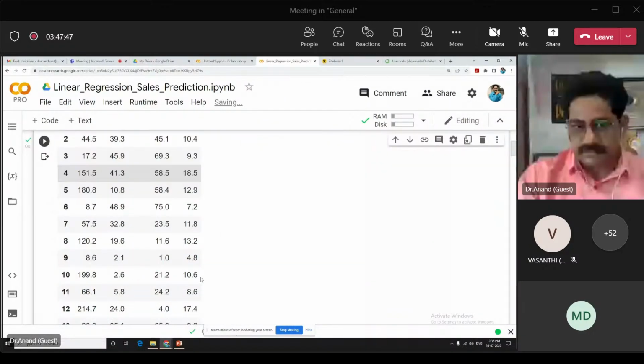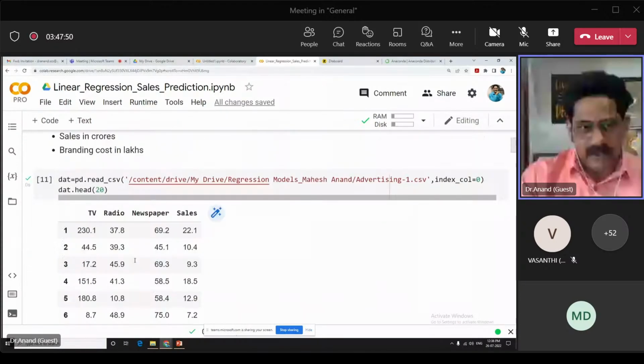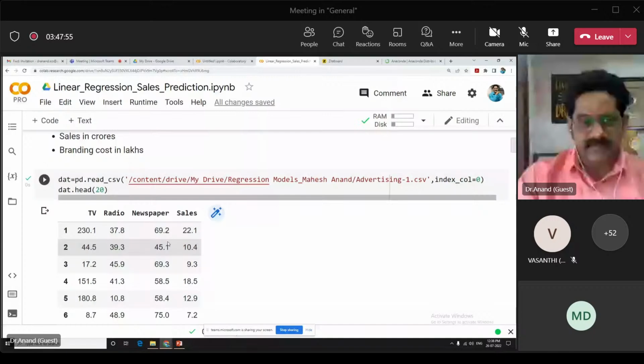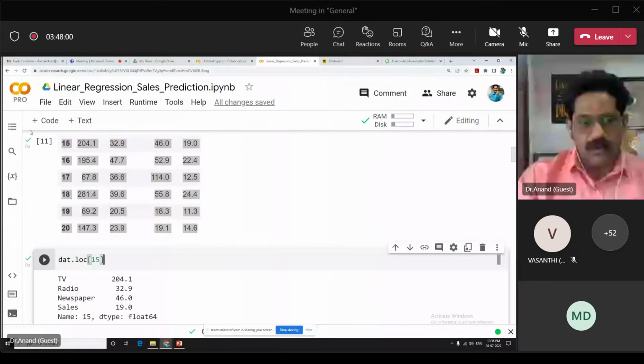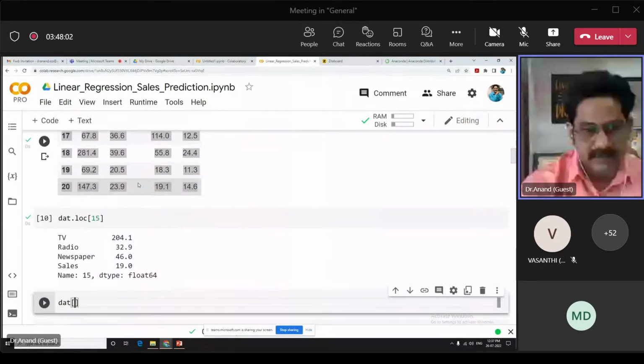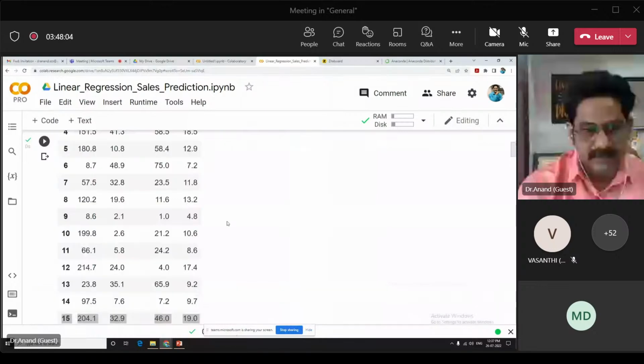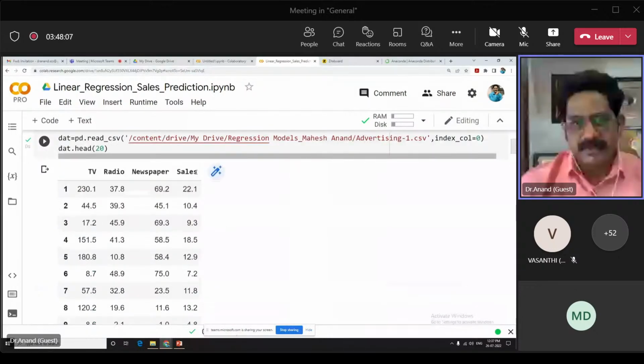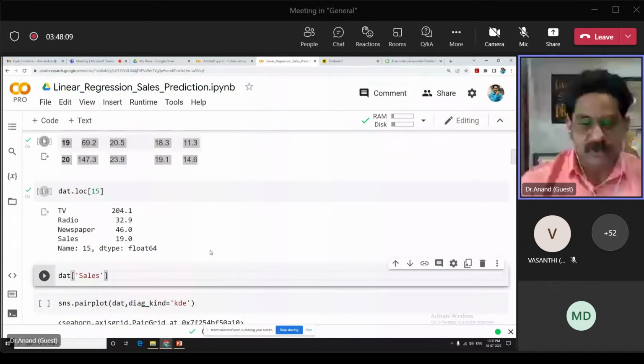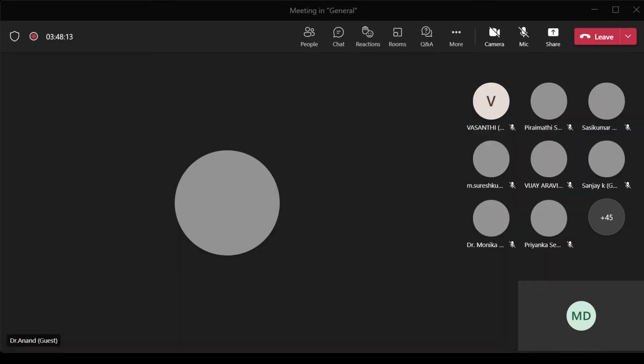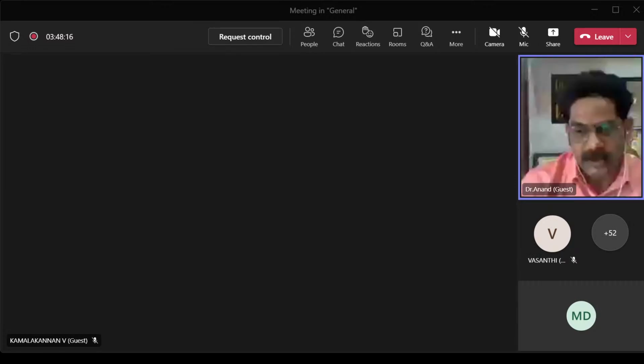Suppose any particular column alone you wanted to see, for example, I wanted to see the TV or sales column. I wanted to see the sales column. For that, you have to use the header with quotes. Header is sales. Either single quotes or double quotes is equivalently treated in Python, it doesn't matter. This is the whole sales column.